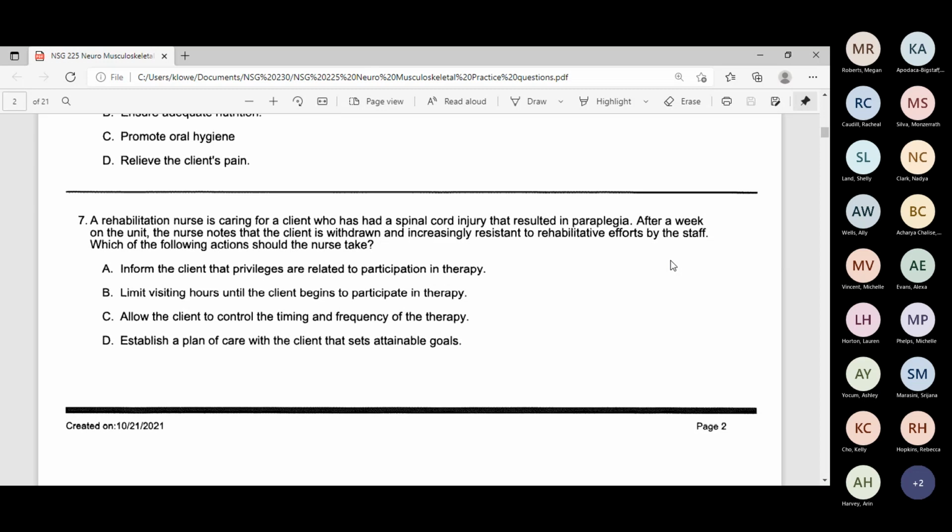A rehab nurse is caring for a client who's had a spinal cord injury that resulted in paraplegia. After a week on the unit, the nurse notes that the client is withdrawn and increasingly resistant to rehabilitation efforts by the staff. Which of the following actions should the nurse take? I'll let you read through those.